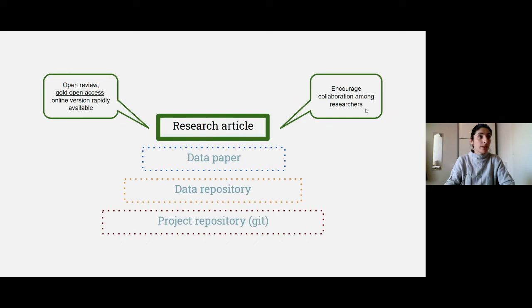And finally, there's the research article. For this system to work, the research article needs to be published in open access, and ideally the researcher should choose the gold open access way to publish articles, so immediately available in open access online, quite rapidly also on paper maybe, not behind a paywall, because this would diminish the value of all the other levels that we followed so far. And then it's meant to encourage collaboration among researchers because of course it describes the possible applications of that dataset to a specific research purpose.